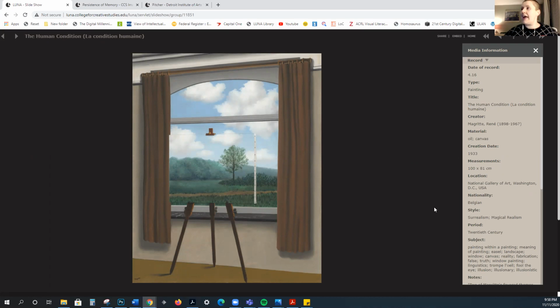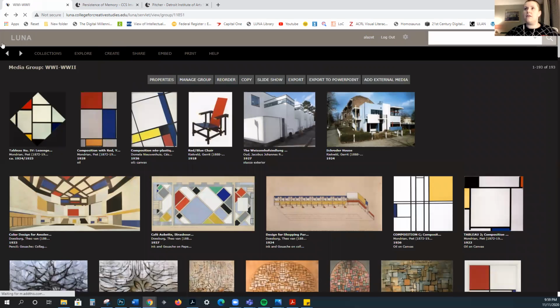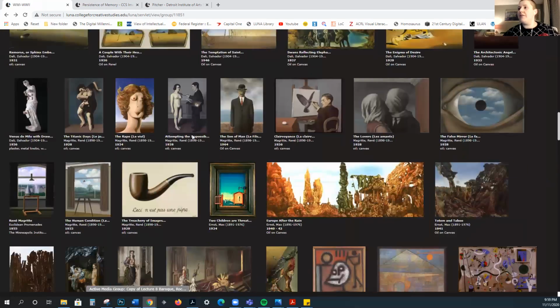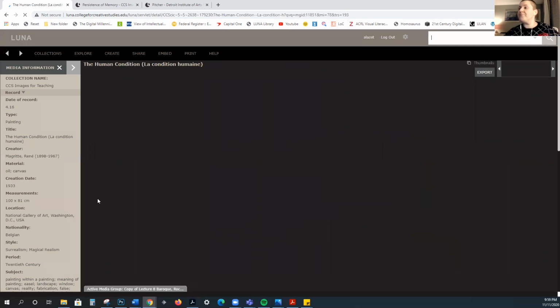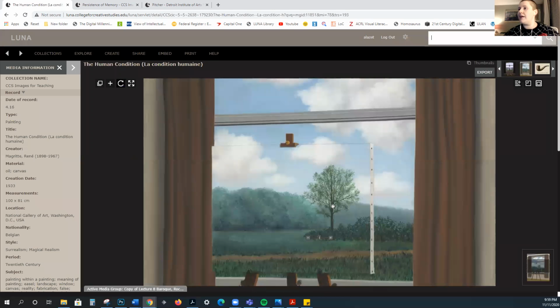And so what we're looking at here, switching from Dali back to Magritte, this is called The Human Condition from 1933. And what we see is an easel represented here with a painting on canvas that's seen here. And it is placed against, apologies, cat keyboard not working well. It is placed against a window, and you can see that it continues, or seems to continue, the scene that is outside of the window.